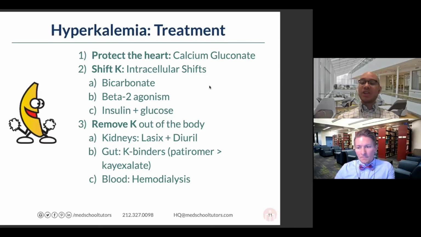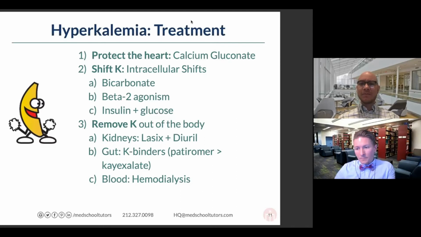And I will just mention lastly that if you can't use the kidneys and you can't use the gut, we call that essentially failure of medical management. And you think back to the AEIOUs of indications for dialysis, right? Acidosis, electrolytes, classic case here, electrolyte abnormalities, ingestions, right? Volume overload, uremia. This is one of those indications. When you can't use medications to treat the hyperkalemia, you need to dialyze them because, again, we have to protect the heart at all costs.